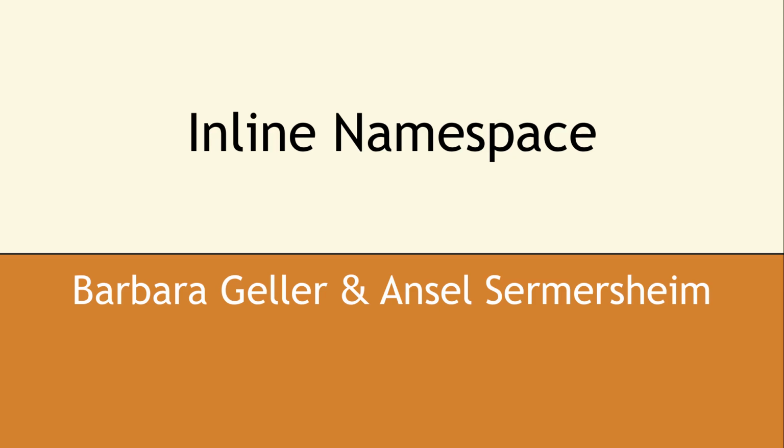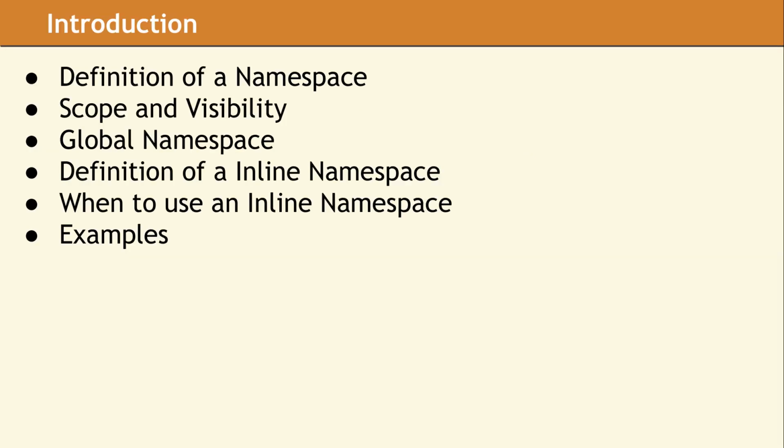In this video, we are going to discuss inline namespaces and why you may want to use them. Inline namespace. In order to talk about an inline namespace, we should first review the properties of an ordinary namespace, define a global namespace, and then explain how the using directive affects scoping and visibility of a class or method. Once we have the terminology established, showing an example of an inline namespace will be the most effective way to illustrate how it is used.